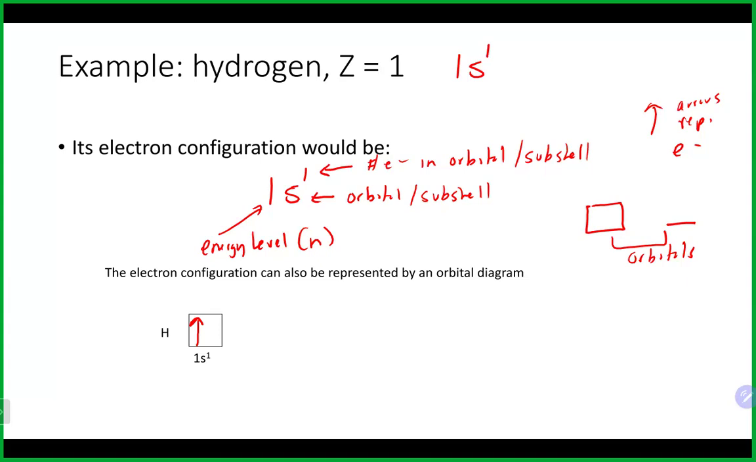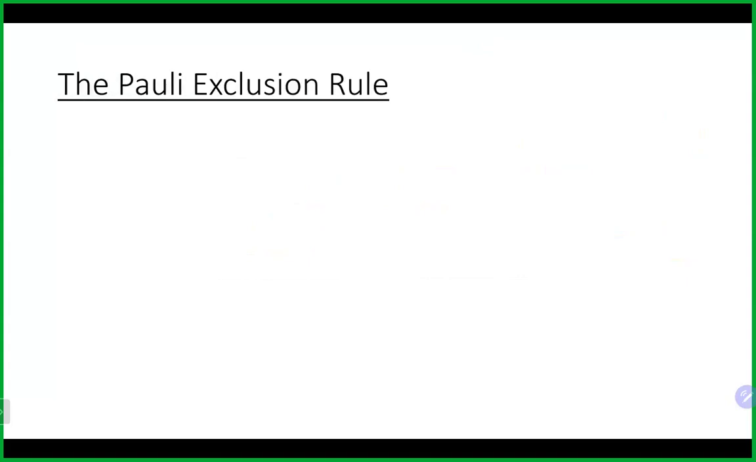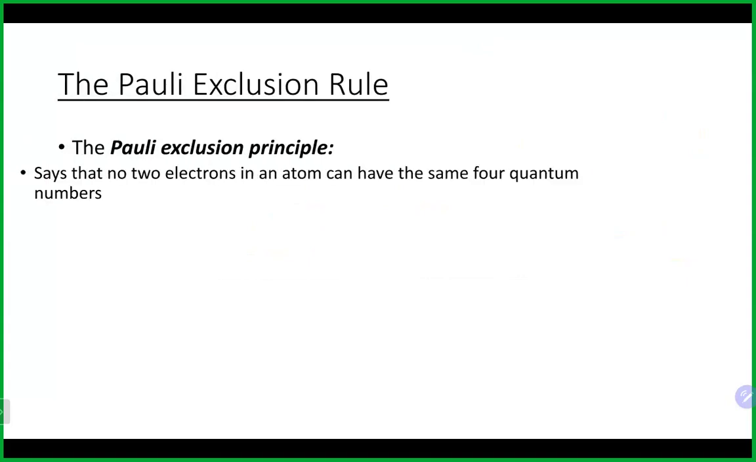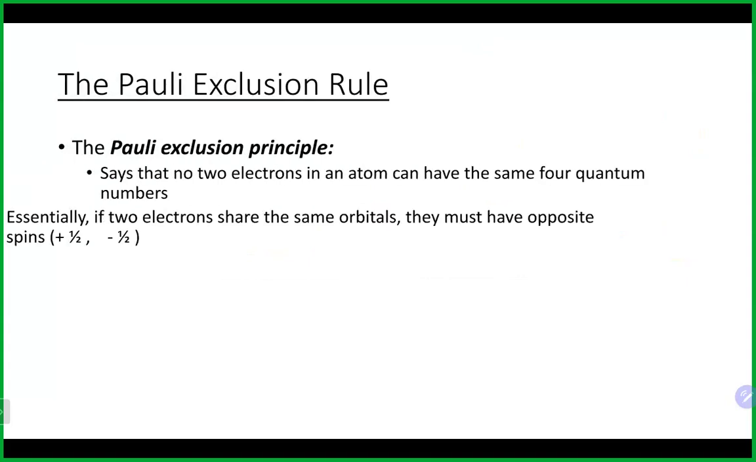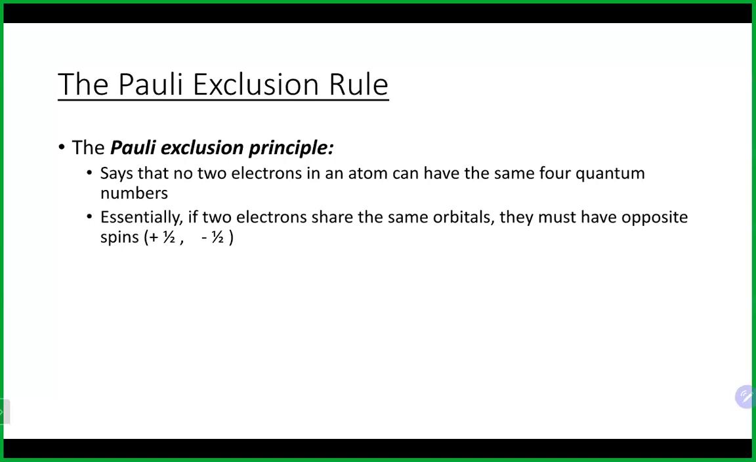Because we could only put 2 electrons in. So let's continue on to the next element, which is helium. And before we do, it brings up an important thing, which is Pauli's exclusion rule. Pauli's exclusion rule says that no 2 electrons that are in the same orbital can have the same 4 quantum numbers. Now, as I mentioned before, we really don't talk a lot about quantum numbers in here.